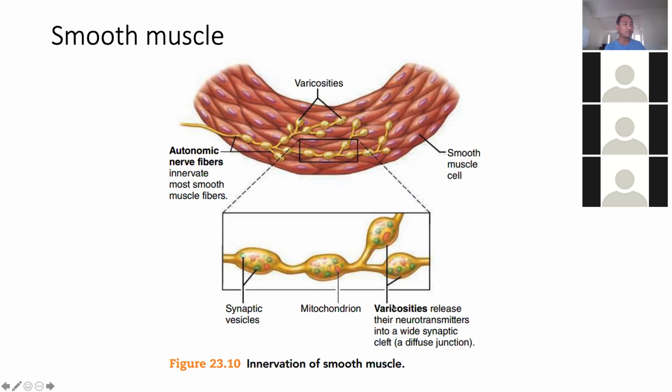So these varicosities contain neurotransmitters, which is acetylcholine, and they will release these neurotransmitters, and they will start the signal so that the calcium can go into the smooth muscle and get the contraction of the myofilaments, and that will pull the intermediate filaments.